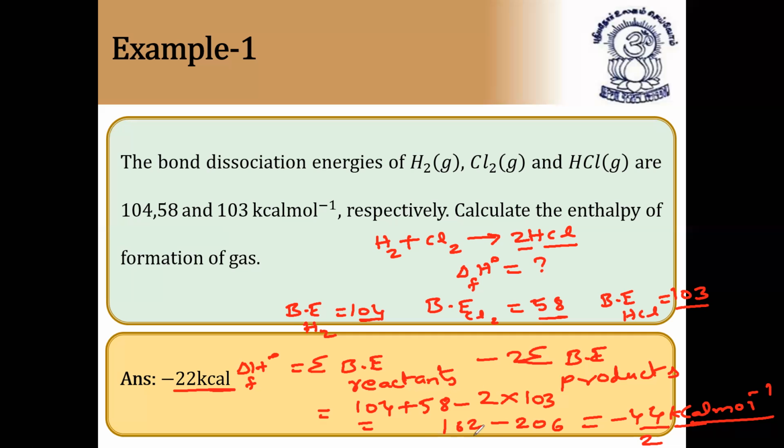So it is nothing but 162 minus 206, that is minus 44 by 2, because they have asked for one mole only, for 1 mole of enthalpy of formation of HCl gas. So it is for 1 mole only we have to take into consideration. So that is minus 44 by 2. It is equal to minus 22 kilocalories. I hope it is clear.